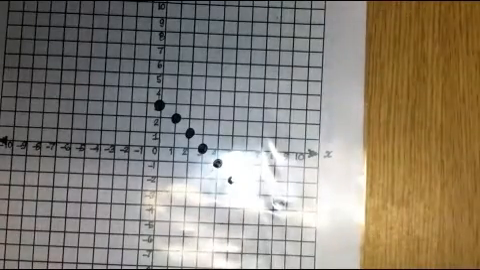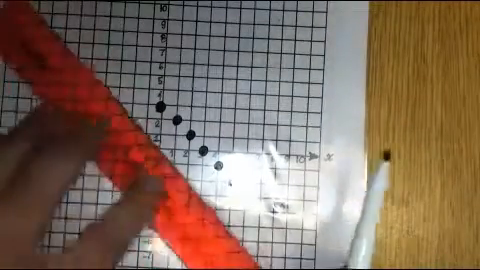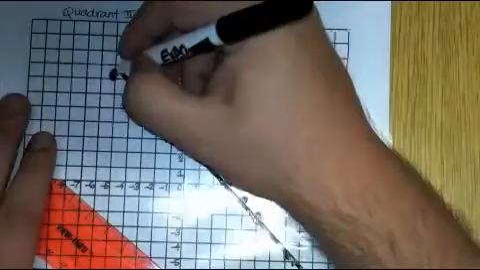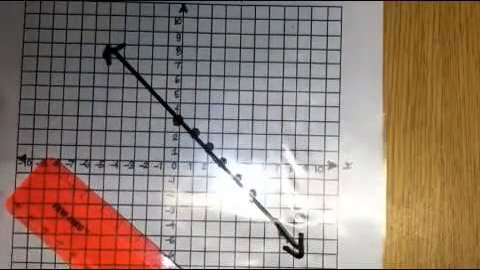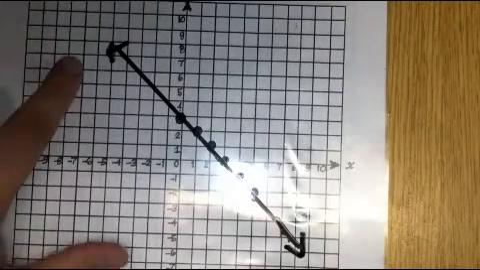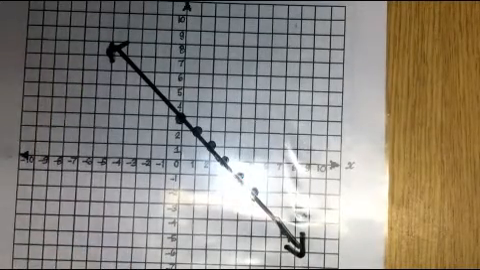I think that's plenty. We're going to go ahead and draw our line. Remember, lines go to infinity and beyond on both sides. So that's why we put these little arrows here. So again, it's important that you remember those.